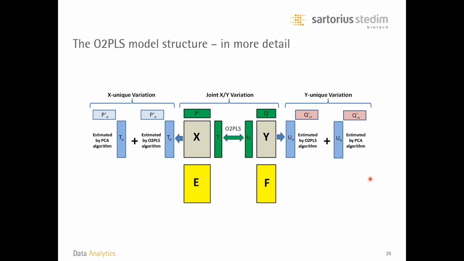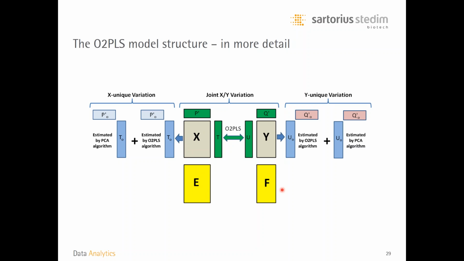You can say regarding these orthogonal components, some of those components are estimated by the OPLS algorithm, but then there is also a final PCA step that takes on after the convergence of the OPLS algorithm. So we have a separate PCA step to fully exhaust the residual variation on the X side, and also to fully exhaust the residual variation on the Y side.